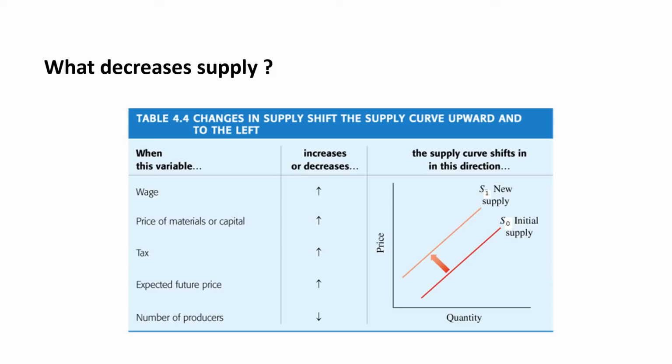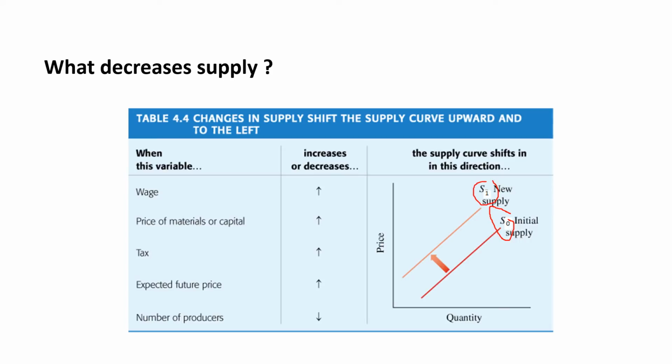Now, what decreased the supply? An increase in the wages. Previously, when there is a decrease in the wages, there is more production. Now, when you are paying high salaries, the opposite will take place. It will be costly for you to hire more workers. So what will happen? The supply curve will shift to the left from S0 to S1.